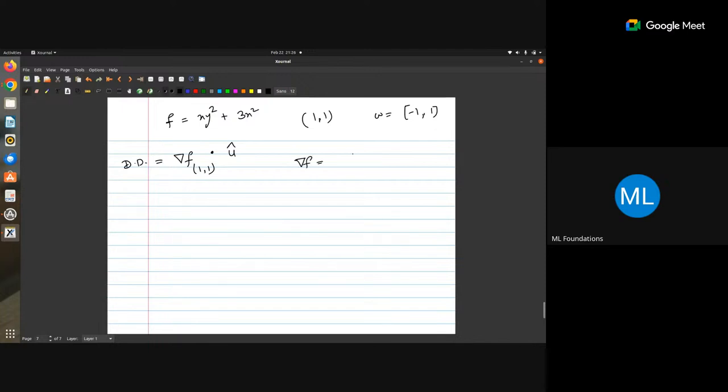So what is del f here? Del f upon del x, because it's two dimensional, so the gradient is this. What is del f by del x? Differentiating this function with respect to x by treating y as constant, the first term will be y square, because it's constant, and the second will be 6x, correct?